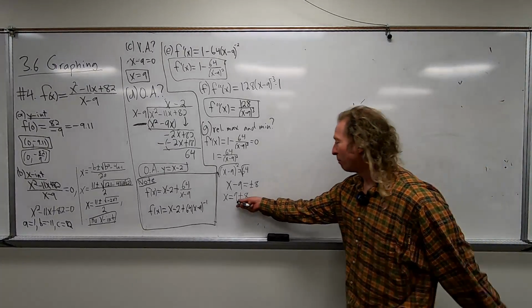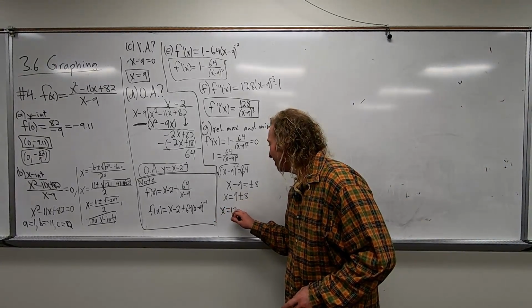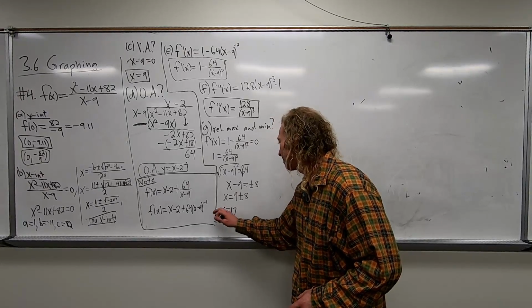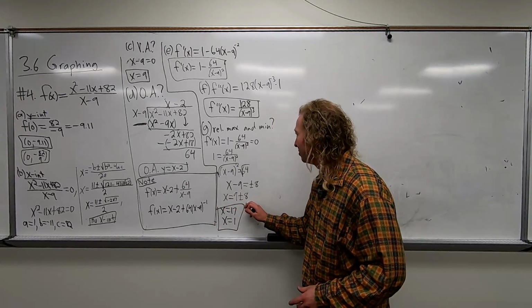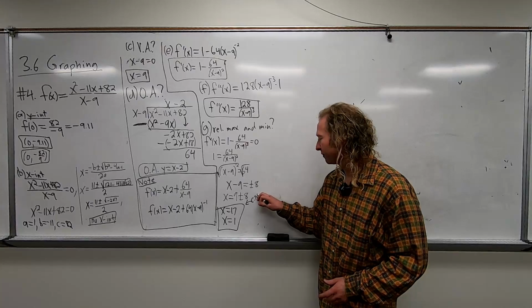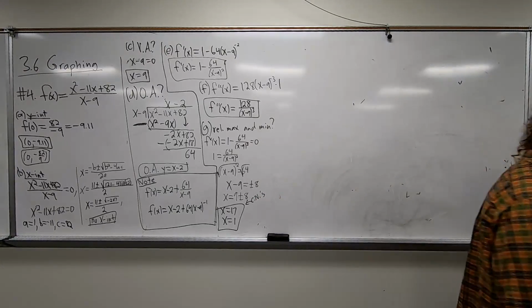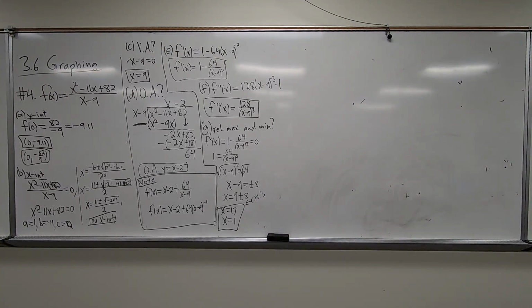Boom. It's going to give us 17 and 1. These are going to be our critical numbers. These are our CNs. 9 plus 8 is 17. 9 minus 8 is 1.